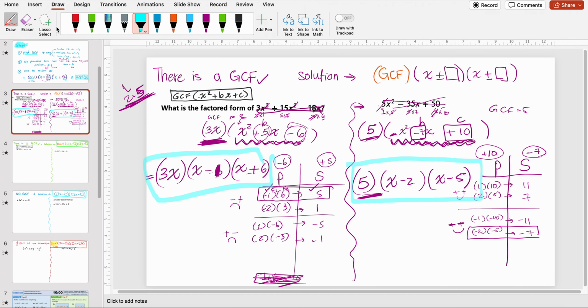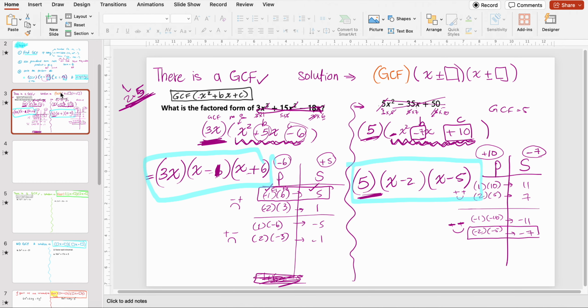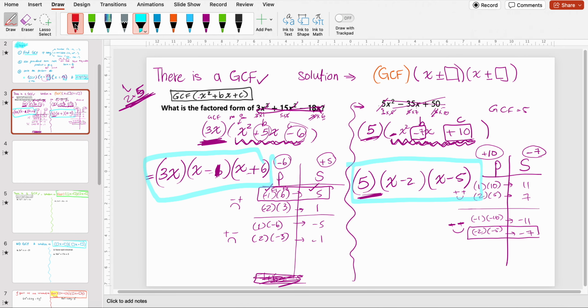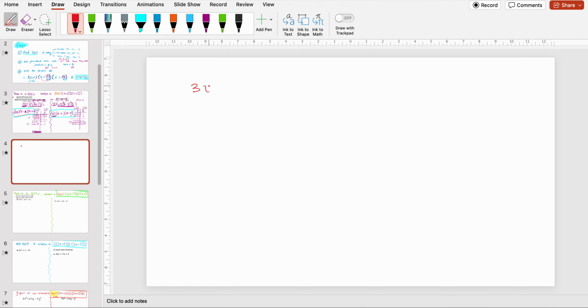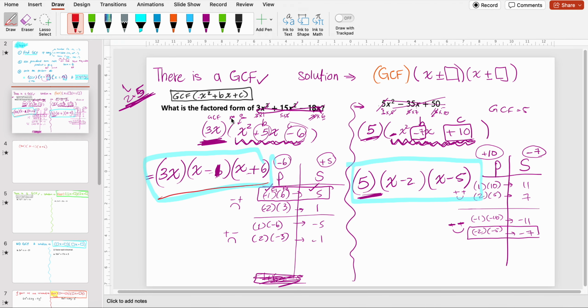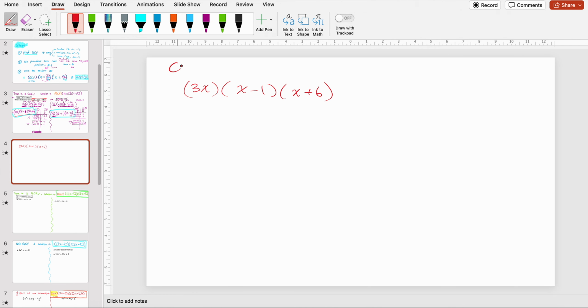How do we check our answer? If you want to check your answer, I'm gonna check for one of the brackets. I'll do this one. 3x, x minus 1, x plus 6. If I multiply all 3 terms, I'm supposed to get this back. This one. So my goal is to get the original equation. Let's see. So again, I'm just checking my work. You don't have to do it, but in the test you can do it.